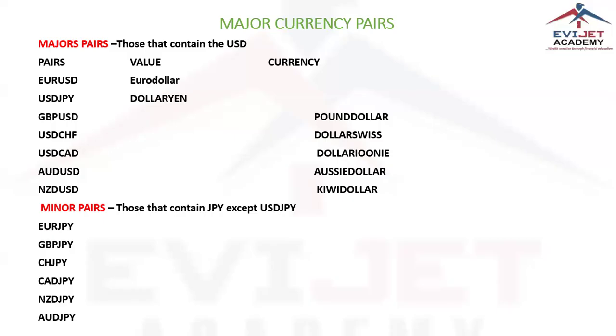So I'm telling you that major pairs are major currencies paired with the USD. Not every pairing of the major currencies gives major pairs, but only the ones paired with the USD. Only the ones paired with the USD.